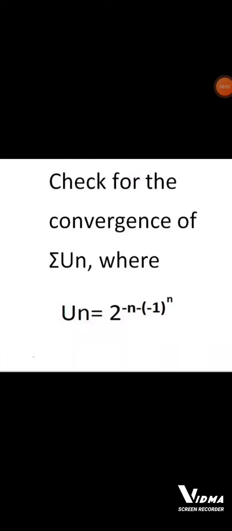Hello friends, so the question is: check for the convergence of the series Σu_n, where u_n denotes the general term of this series and is equal to 2^(-n - (-1)^n). And clearly this is a series of positive terms, right? So let's see the procedure to check the convergence of this series.